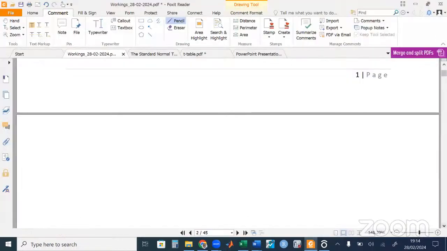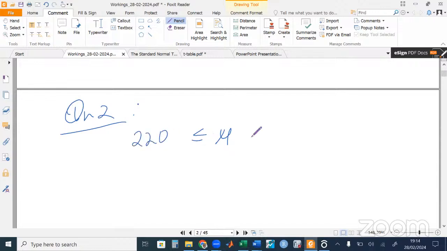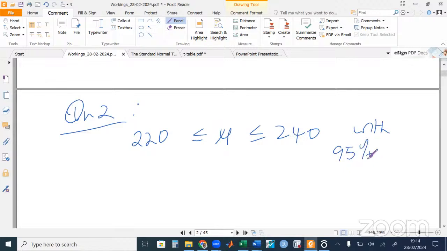Now let's do question two. The question is asking us to look for the sample size. For question two, we've already been told that the mean lies between two values, 220 and 240, with 95% level of confidence. That is the first piece of information we have.